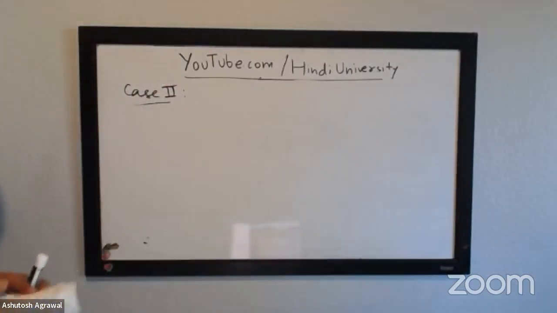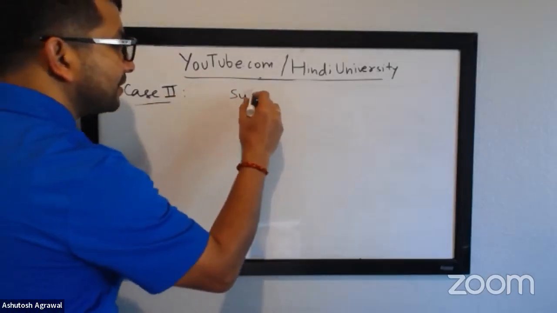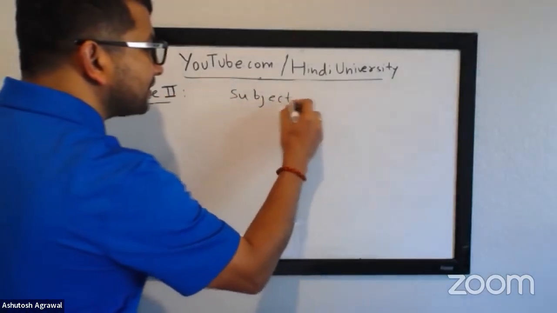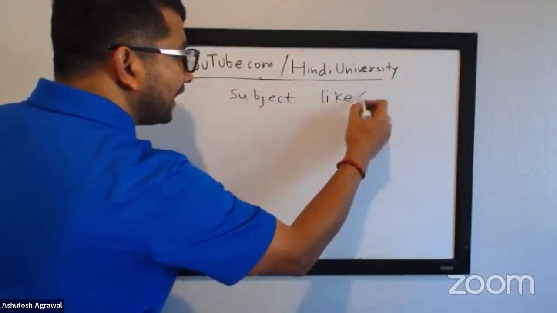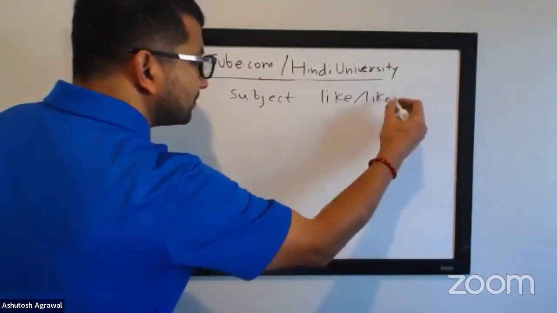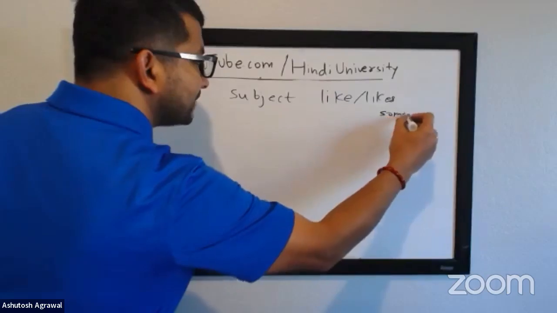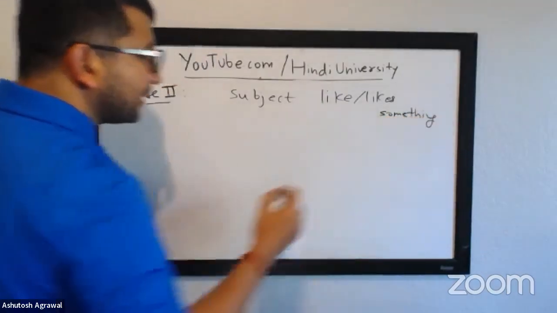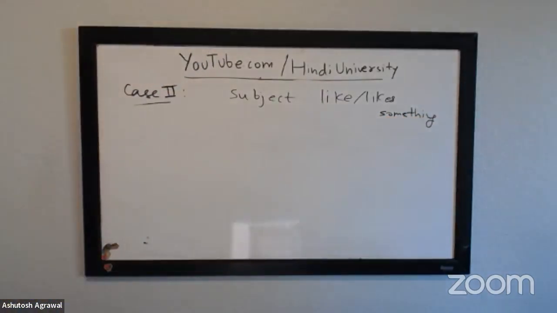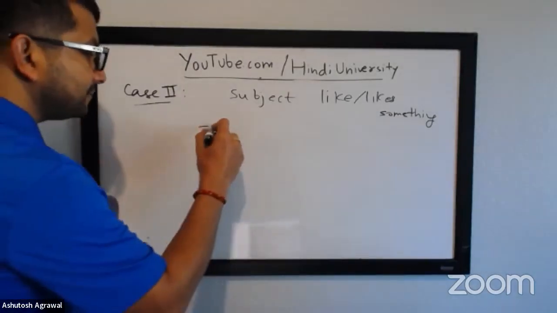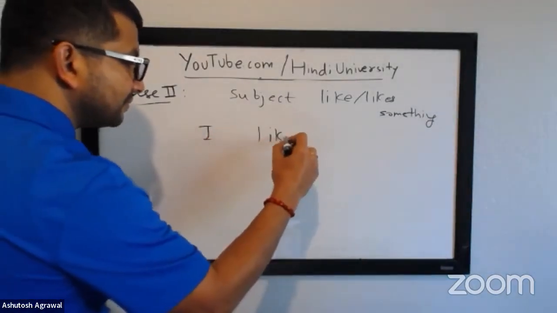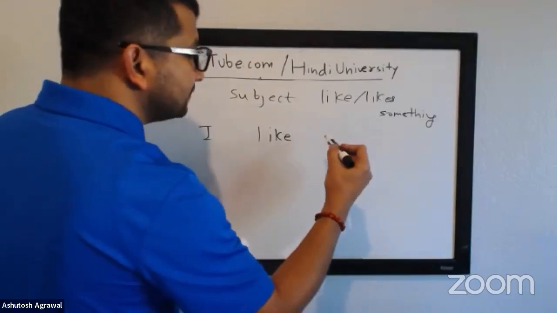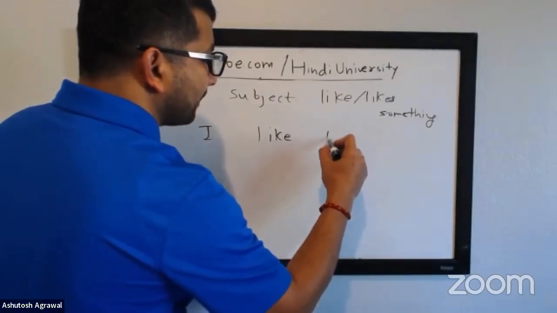Okay, now let's jump to the next use case. The next use case, what we have is where you have the subject likes something. Okay. The first one was subject wants something, where the subject they like or likes, or other cases they want or like something. Okay, so imagine if you have a case where you say I like. Okay, you want to say I like, let's say, traveling.